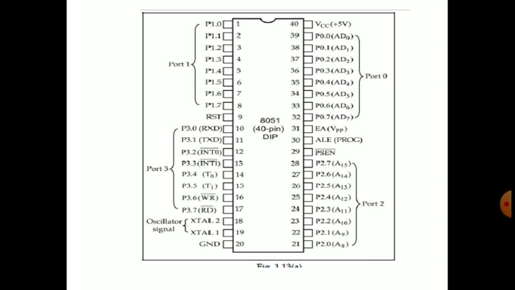In yesterday's lesson, we have seen each and every pin of this port 3, what it will do, what each and every pin will be assigned. And in the diagram also you can see in the brackets the extra functions assigned to this particular port are visible to us. That is P3.0 has RXD, that is receive data, and P3.1 is TXD, that is transmit data.